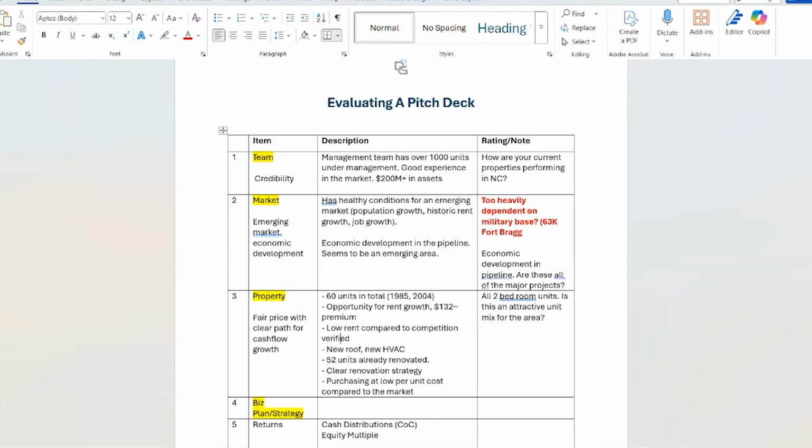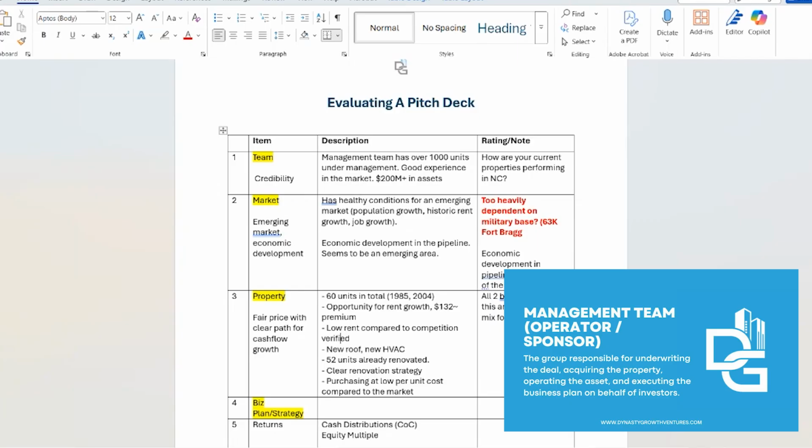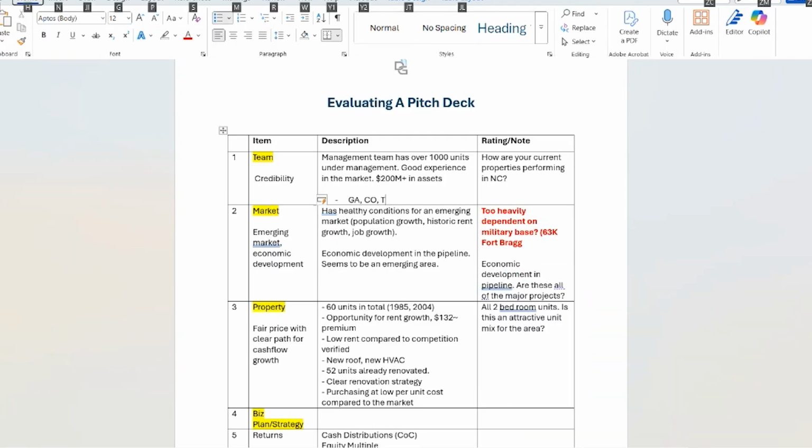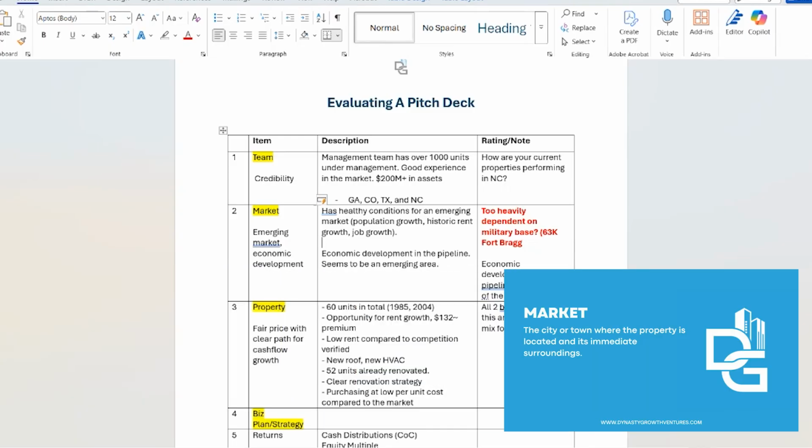We need to understand the team that has over 1,000 units under management and $200 million in assets. We feel pretty good about that. And they have previously invested in Georgia, Colorado, Texas, and North Carolina. We feel good about that. I'll say they passed that test. We feel good about the market. We feel decently about the market because it is heavily dependent on the military base. That is the only yellow to red flag that we need to understand more.